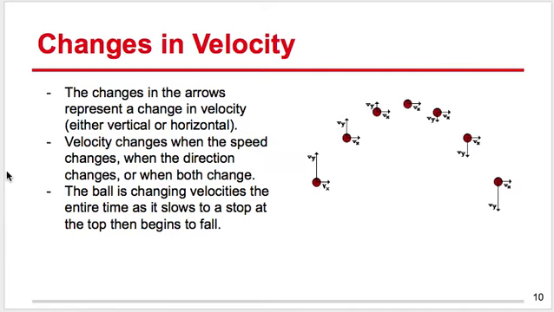Velocity changes when speed changes, when the direction changes, or when both change. So here we have speed changing for all of these, and then here we actually have a directional change. So it's going from up to down. Here it's slowing down, going up, slowing down, going up, slowing down, going up. It stopped going up. Now it's coming down, coming down, coming down.